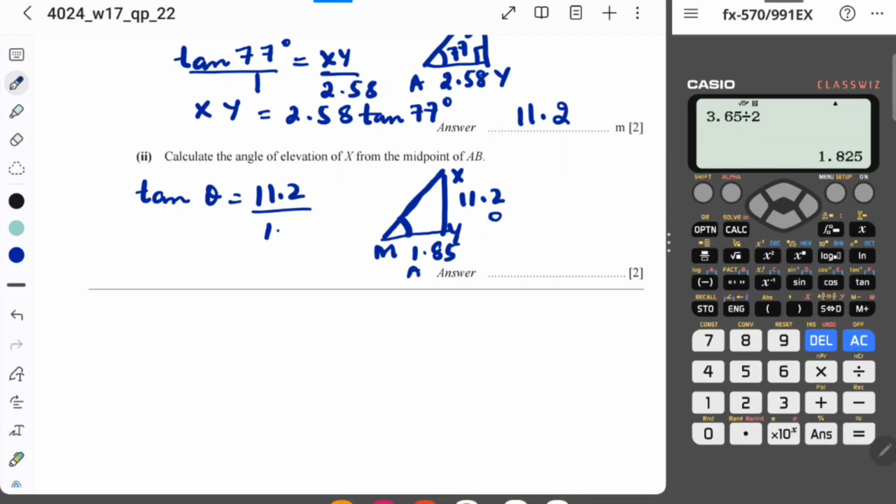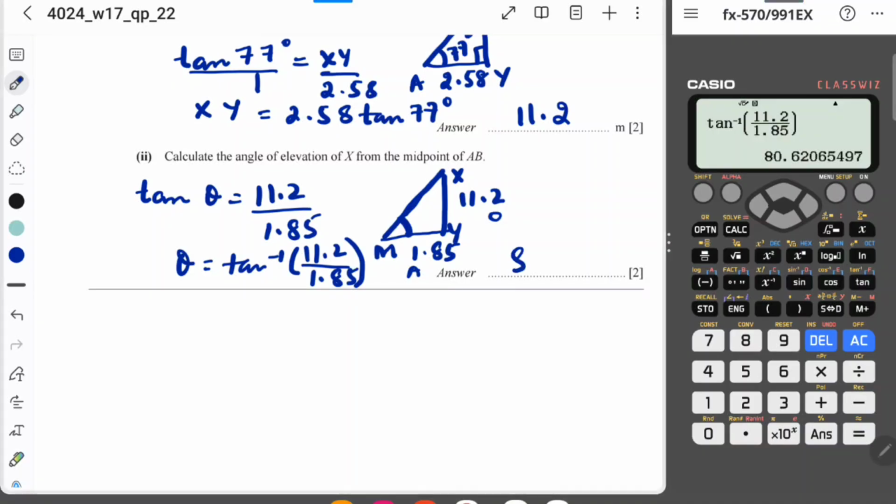11.2 upon 1.85. Theta is tan inverse 11.2 divided by 1.85. So just find tan inverse 11.2 divided by 1.85, then close the bracket, equals 80.6 degrees.